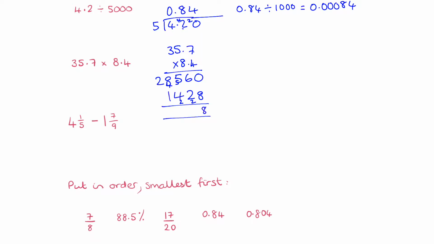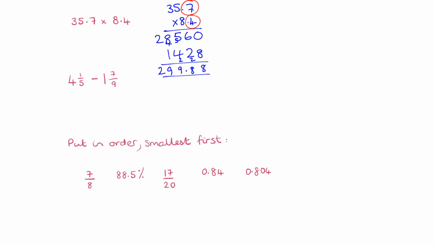Then adding up, we get 29988. Excuse me. And in the question, you can see we've got 1 decimal place there and 1 decimal place there. So we need 2 decimal places in the answer. So there it goes. Okay.